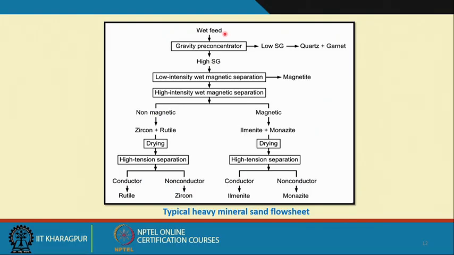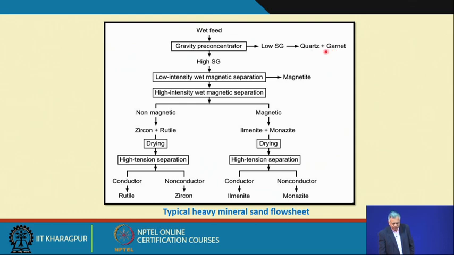You have got a wet feed, put it into a gravity concentrator, because here my target is to separate my quartz, that is your low density material, from the mixture of low and high density minerals, your assemblage. So, the wet feed is coming, and using a gravity pre-concentrator, I separate the low specific gravity minerals. They are normally the quartz and garnet.